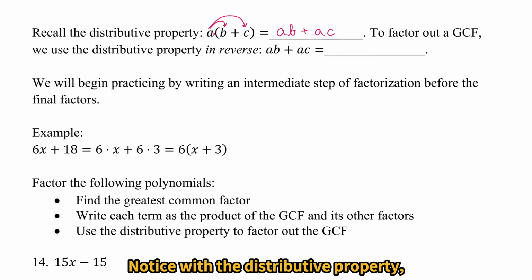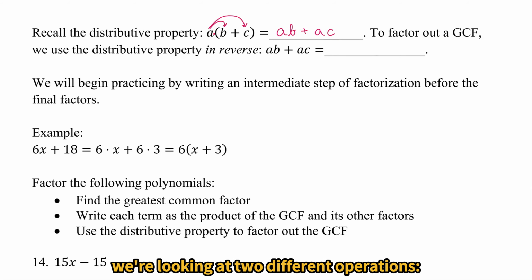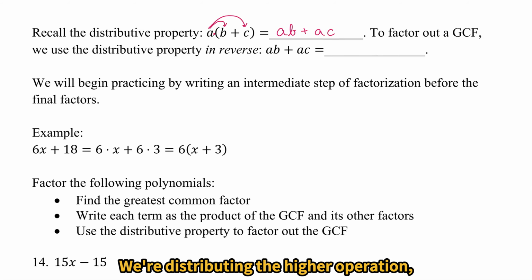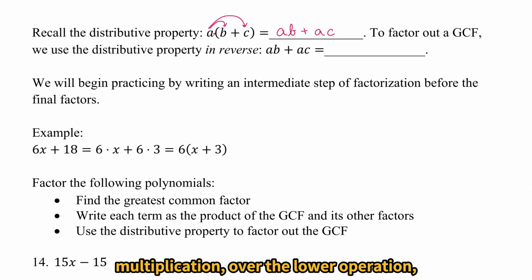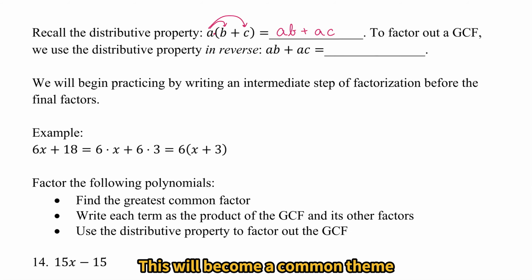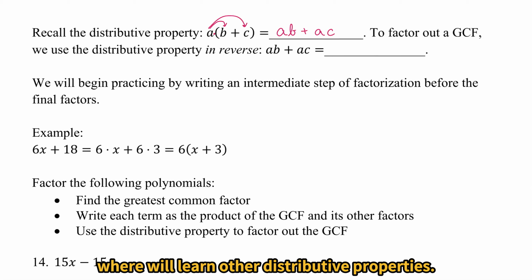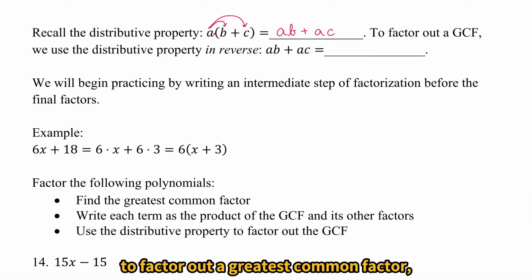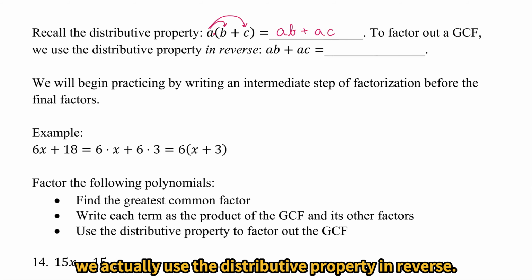Notice with the distributive property, we're looking at two different operations, multiplication and addition, or multiplication and subtraction. We're distributing the higher operation, multiplication, over the lower operation, addition or subtraction. This will become a common theme as we go throughout the semester, where we'll learn other distributive properties. But, back on point, to factor out a greatest common factor, we actually use the distributive property in reverse.